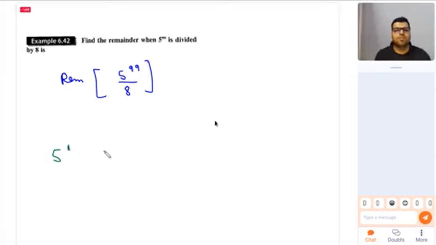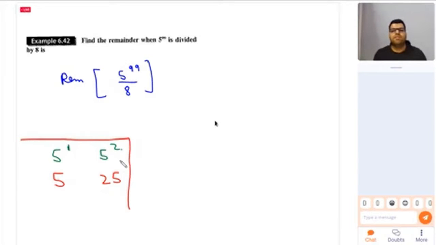So 5 raised to power 1 is 5. 5 square is 25. Now it is very close to a multiple of 8, which is 24. So 5 square is the power we are looking for, and we will break this power 99 in parts of 2. So how will we do it? Basically you can write 99 as 49 into 2, which is 98, plus 1. So this is how I will break the power.